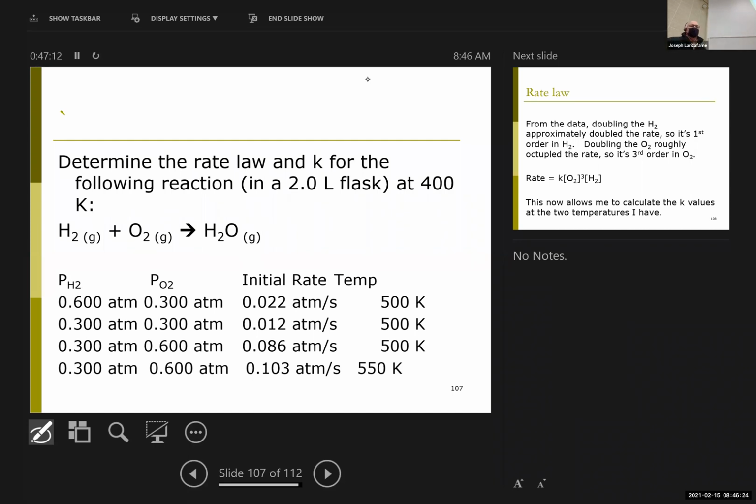We'll try it in 4 minutes. We'll do the shorthand version of the orders, right? Again, I did the usual sort of useful construction of the experiment. If I look at the first 2 data points, I kept the oxygen the same, right? I doubled the amount of hydrogen, right? When I doubled the amount of hydrogen from the second experiment to the first experiment, the rate approximately doubled. I built in a little experimental error here.